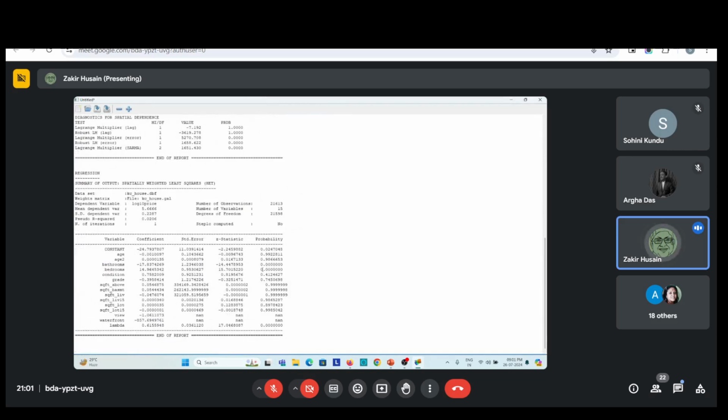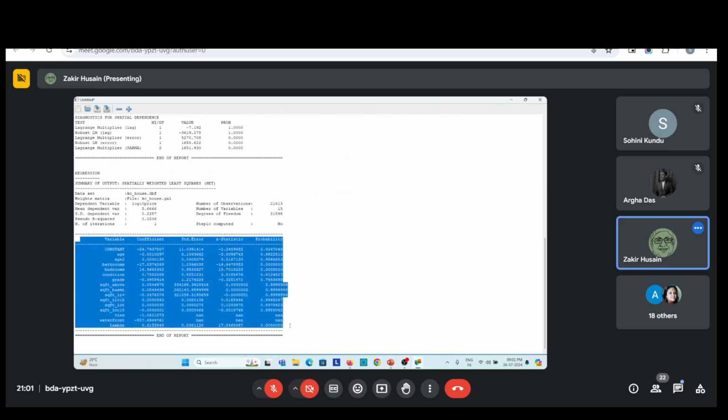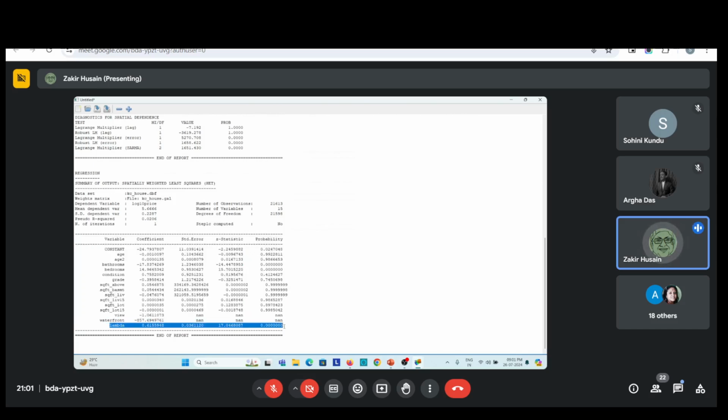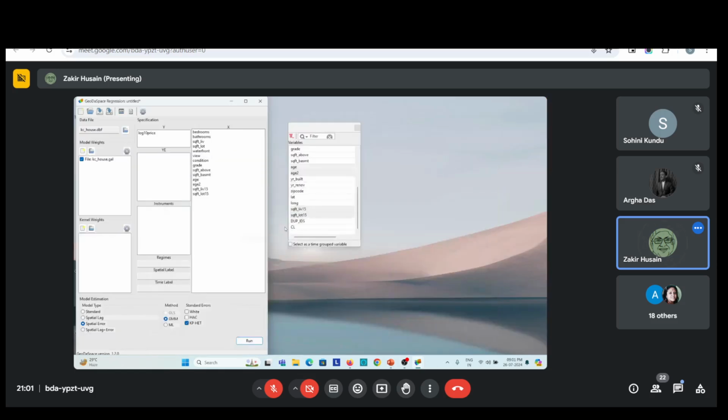And this is the GMM, just as we had done before. And you can see the last line. This is the lambda, which is for the error term. Now, this variable CL indicates the regime. I drag it over here, CL.